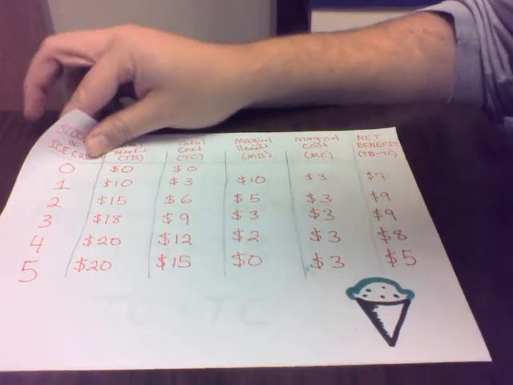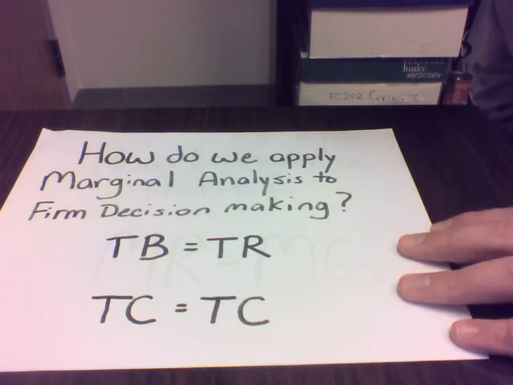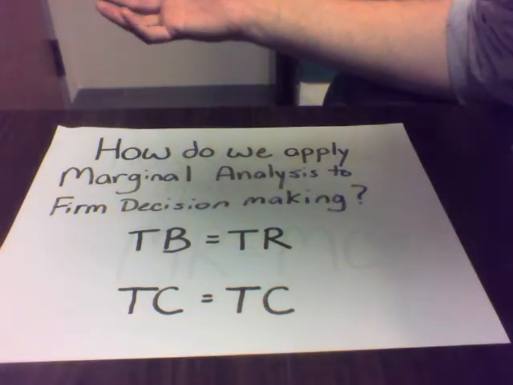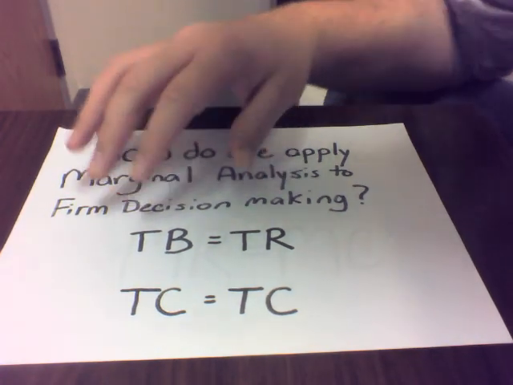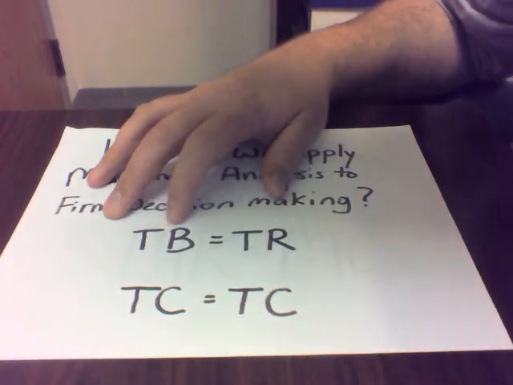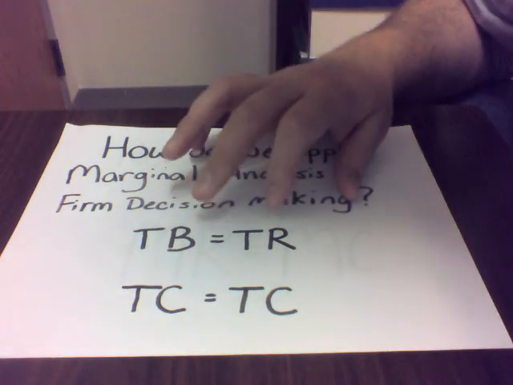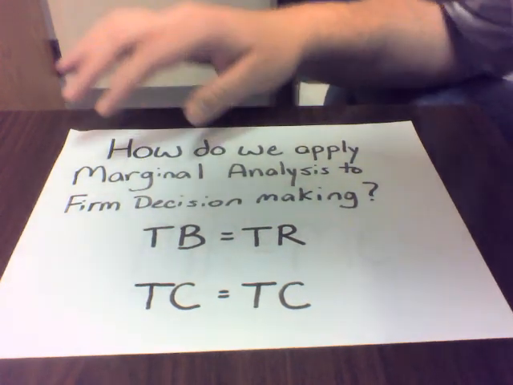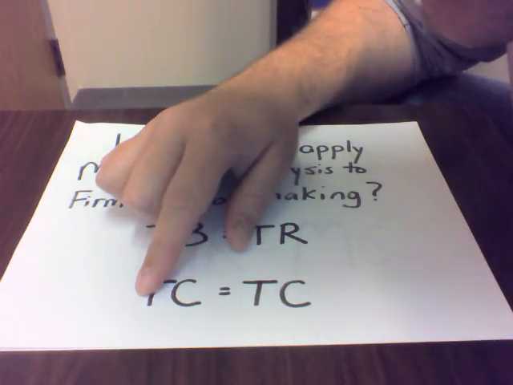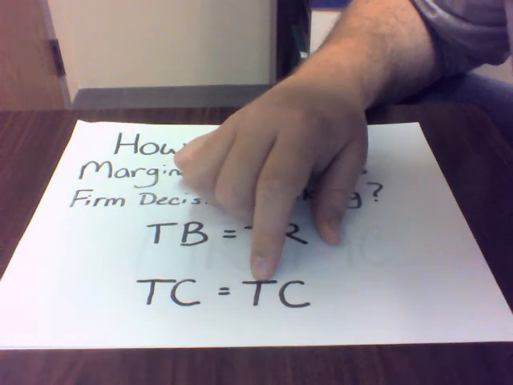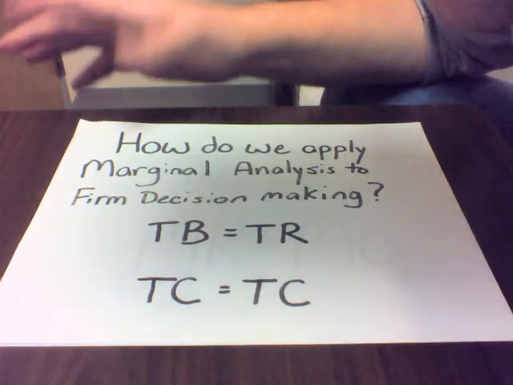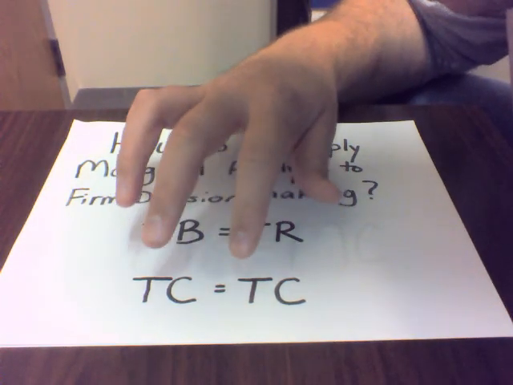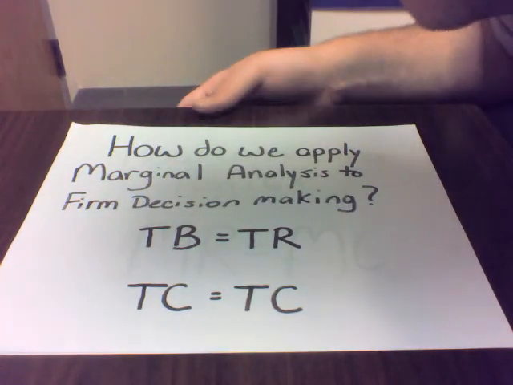So from the firm's perspective, how do we apply this marginal analysis way of decision making? First off, to the firm, the total benefit that they receive from producing output is the revenue that they earn from selling it on the output market. And the cost is the cost that they incur from producing that output. So the total cost and the total benefit is a much easier comparison here.